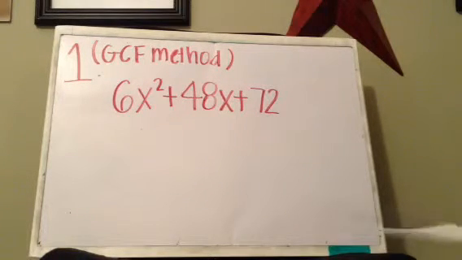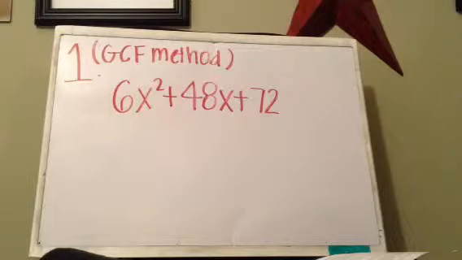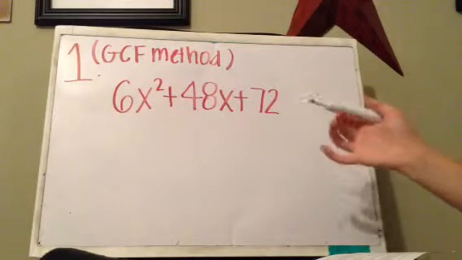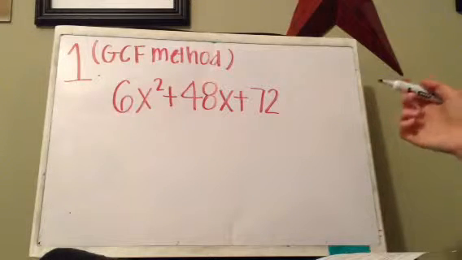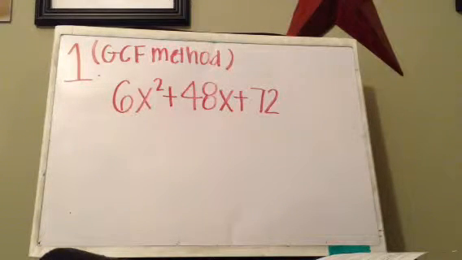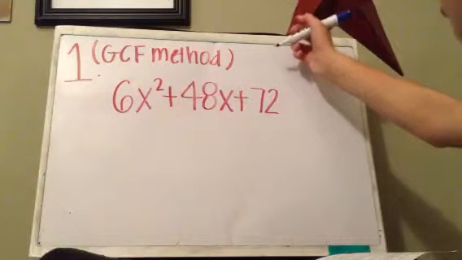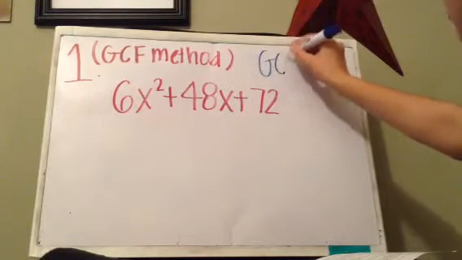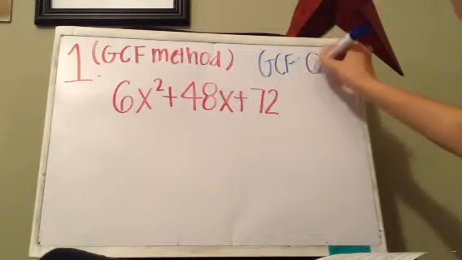So I'm starting out with the greatest common factor method, and just looking at this equation, I see that they all are factors of 6, and that is their greatest common factor. So just as a reminder up here, I'm going to write GCF 6.